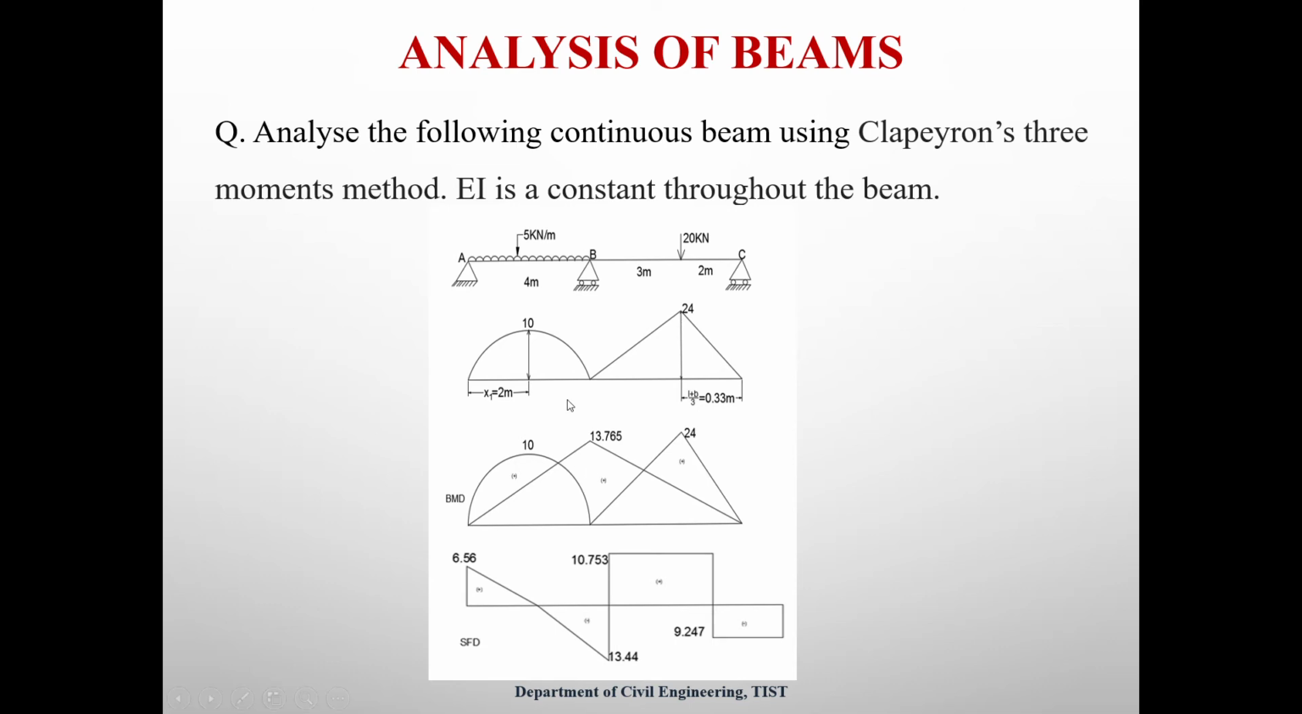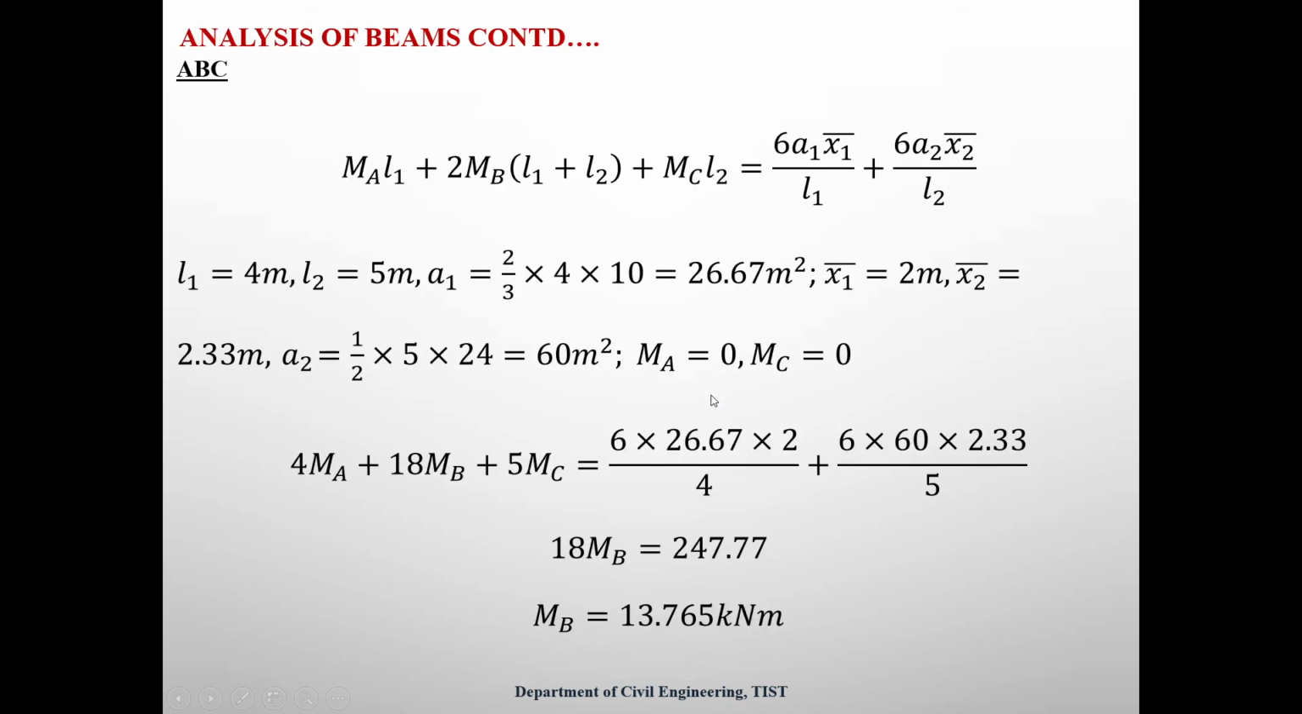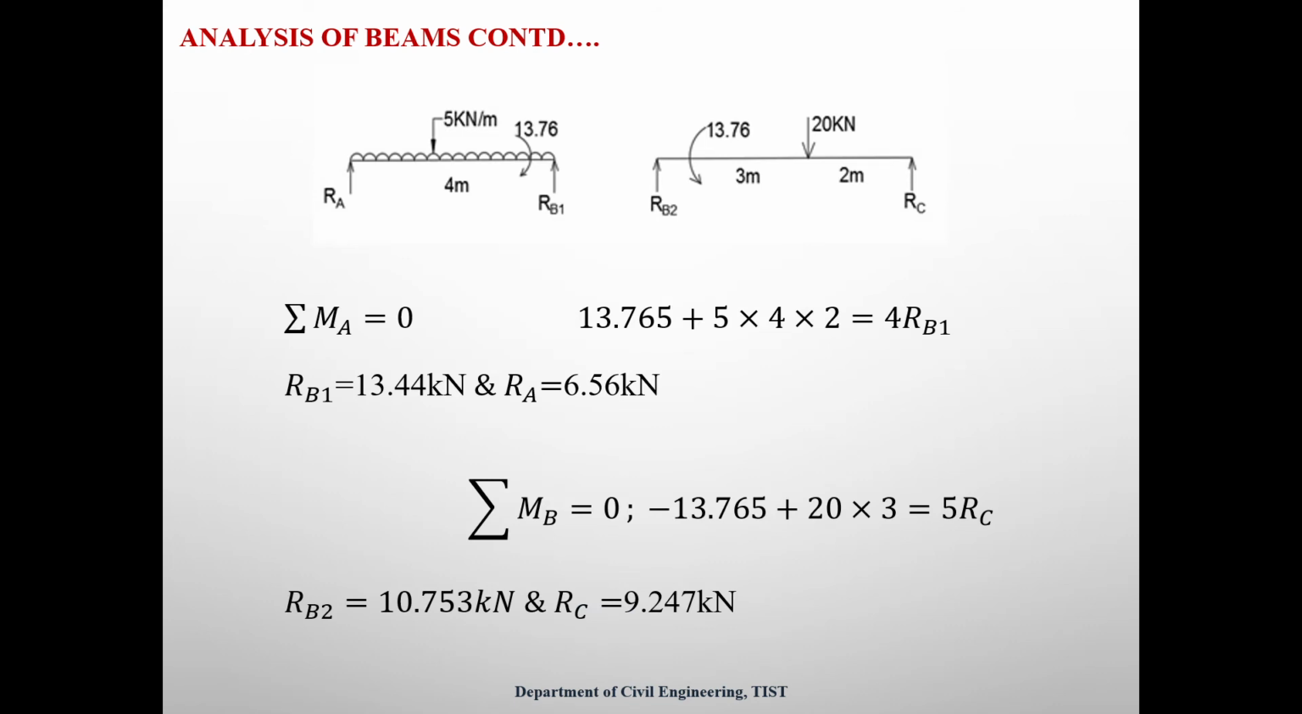After combining the free bending moment diagram and the fixed bending moment diagram, the portion belonging to the free bending moment diagram is positive, and the portion belonging to the fixed bending moment diagram is negative. This is the combined bending moment diagram. Then next is the shear force diagram.